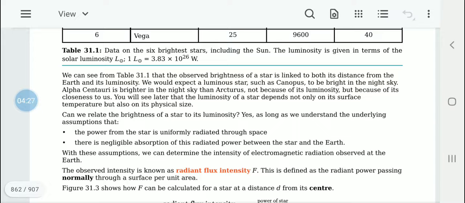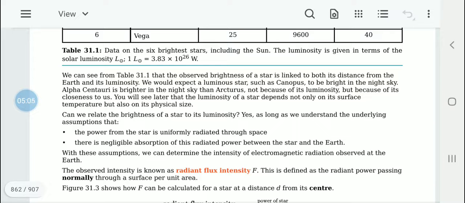Later on we will figure out that the luminosity of a star will not only depend on its surface temperature. When you consider its temperature, you can reach a basic understanding that the higher the temperature, the higher would be the luminosity. However, the physical size will also have an effect on how luminous a star is going to be.